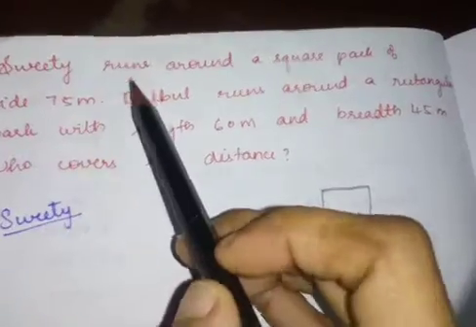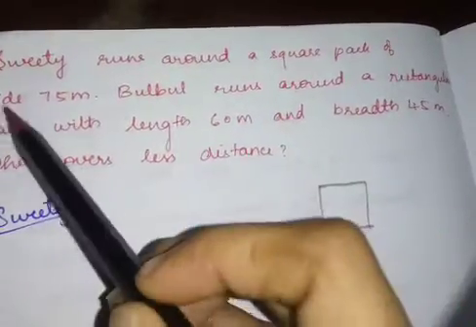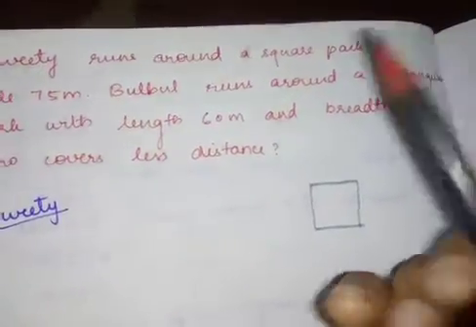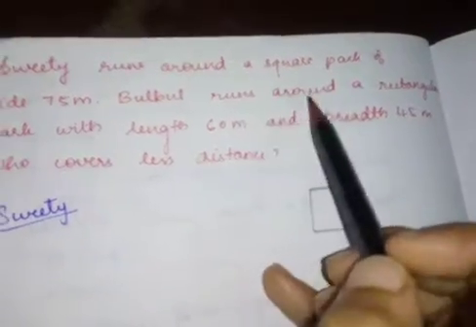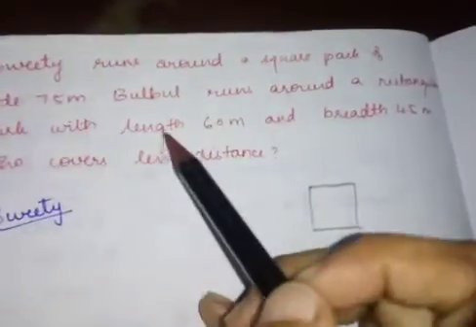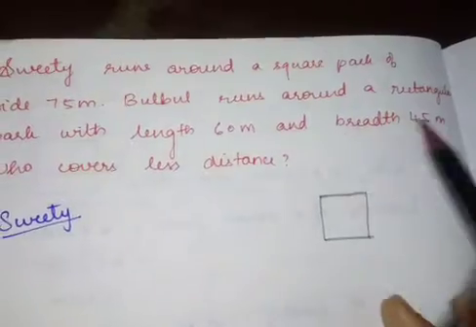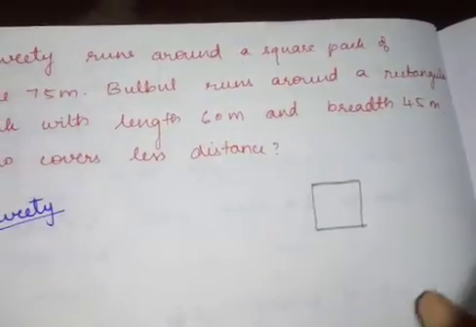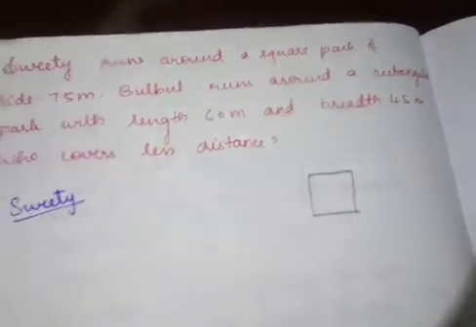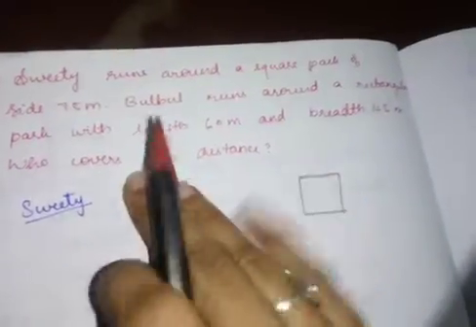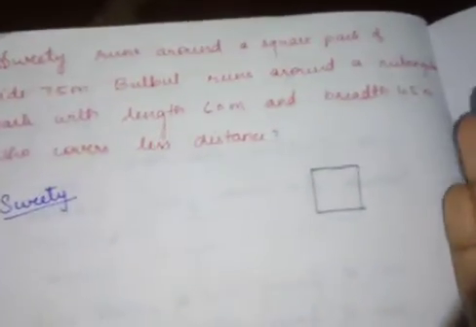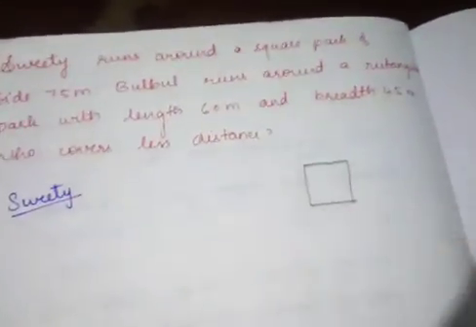What is the question given? Sweetie runs around a square park of side 75 meter. And Bulbul runs around a rectangular park with length 60 meter and breadth 45 meter. Who covers less distance? So, Sweetie is running in a square park that has a side, and Bulbul is running in a rectangular park that has length and breadth. So, you should say who covers less distance.